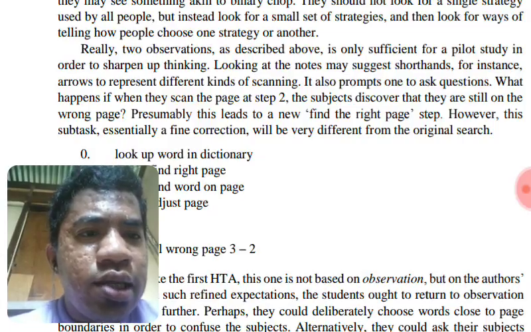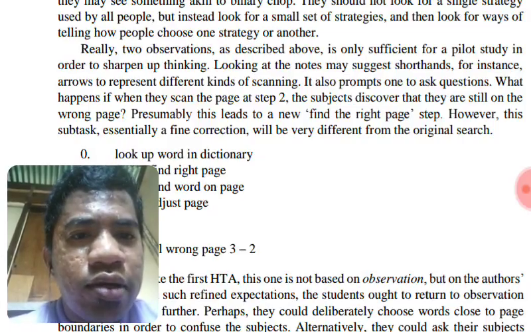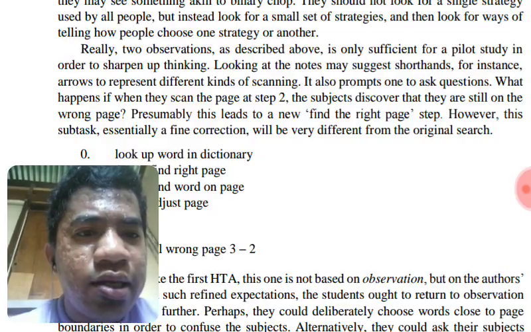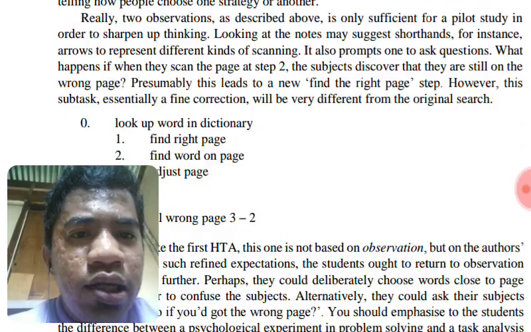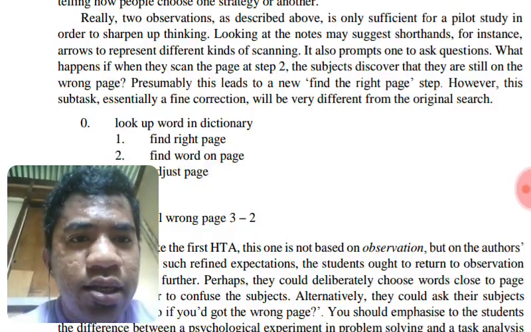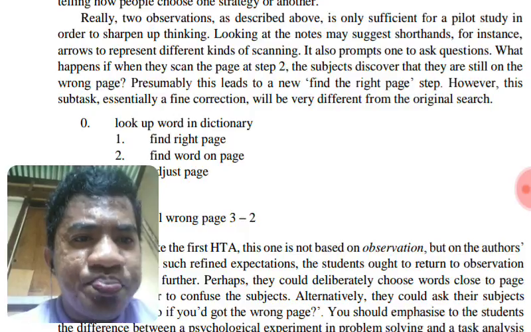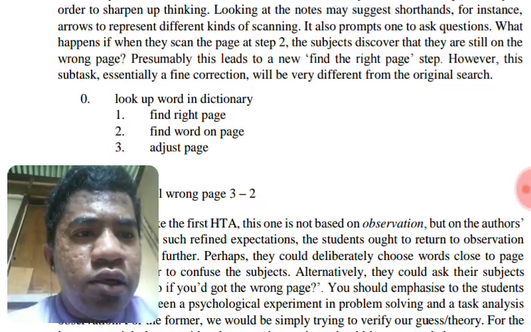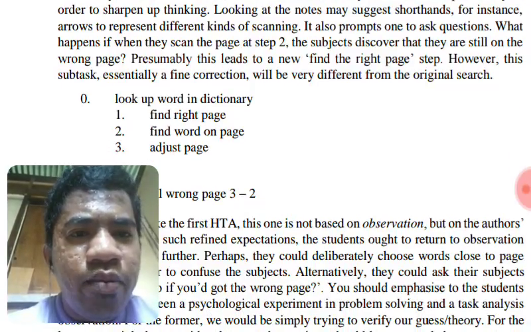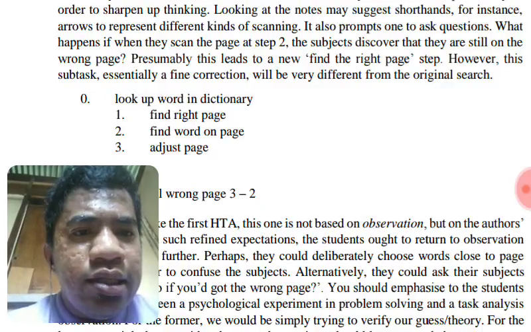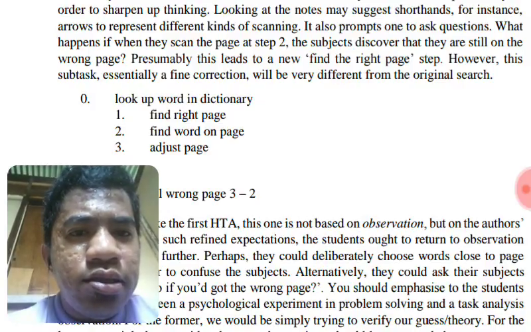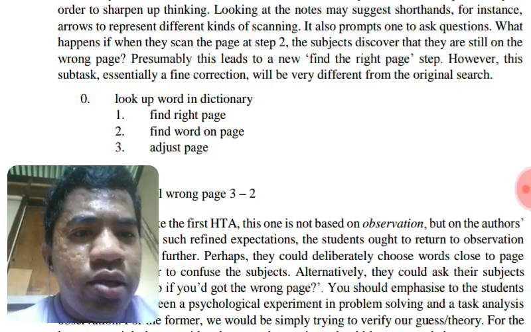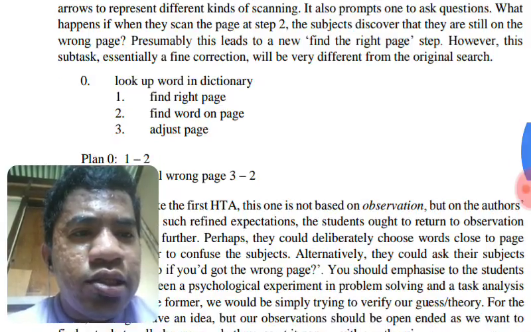Looking at the notes may suggest shorthand. For instance, an arrow to represent different kinds of scanning. It also prompts one to ask the question: what happens if, when they scan the page in step 2, the subject discovers that they are still on the wrong page? Presumably, this leads to a new find the right page step. However, the subtask, essentially a find correction, will be very different from the original search.